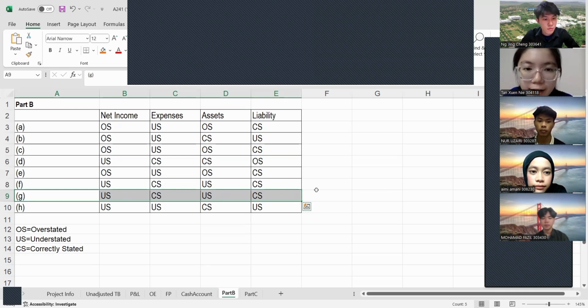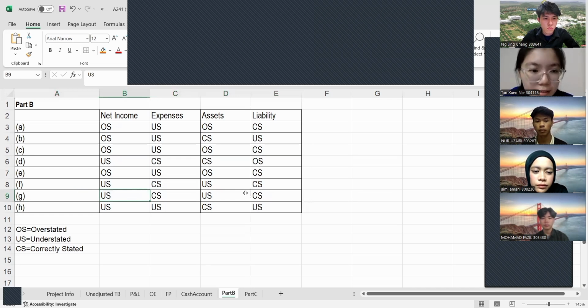Yes, you are right. In this situation, we should debit cash due to the interest revenue is earned and credit interest revenue. The total revenue and net income are increased in the income statement. As a result, the asset and the net income are understated.